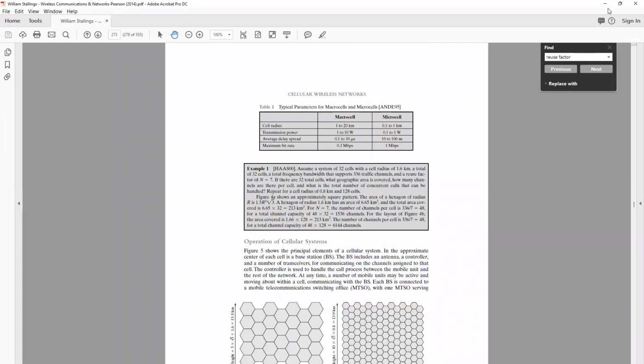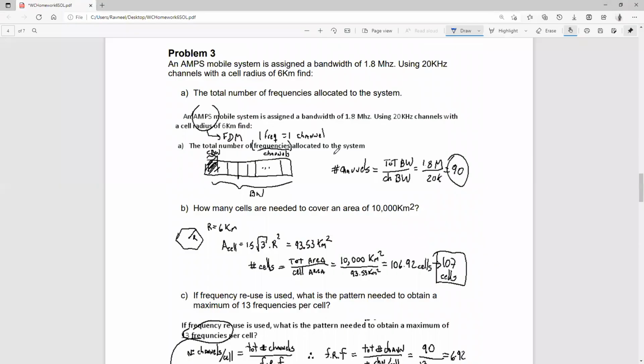And the formulas that we are going to be using are over here. So coming back to this particular question: how many cells are needed to cover an area of 10,000 square kilometers? Basically we need to find the area of a hexagon. The area of one cell is a hexagonal area, which is basically given by 1.5 root 3 times r squared.